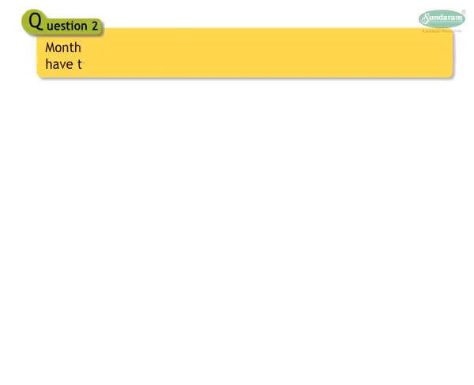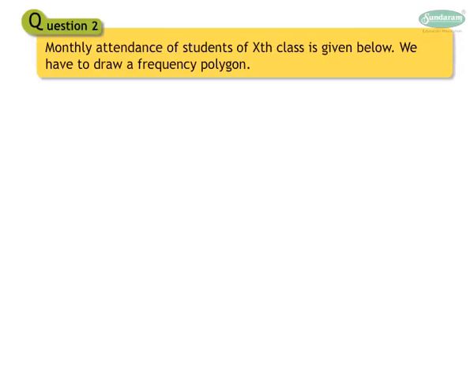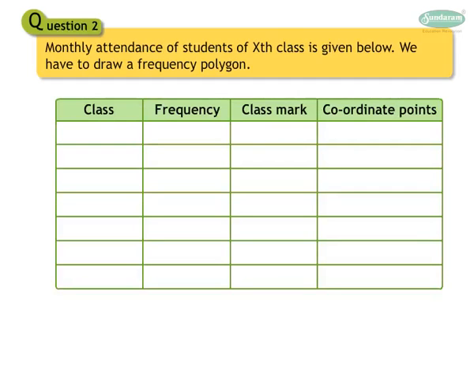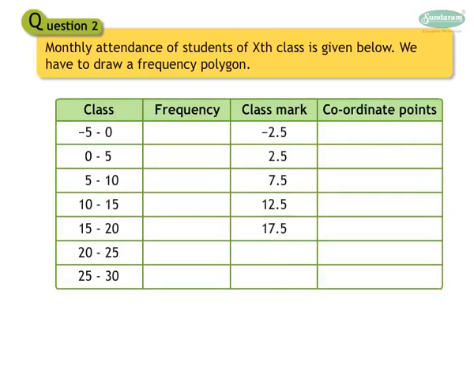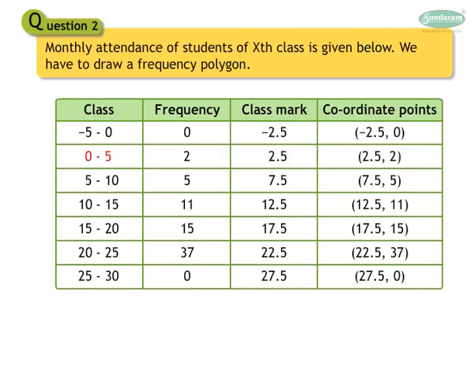Question 2. Monthly attendance of students of 10th class is given below. We have to draw a frequency polygon. We draw 4 columns. First column for class interval, second column for class mark, third column for frequency, fourth column for coordinates.